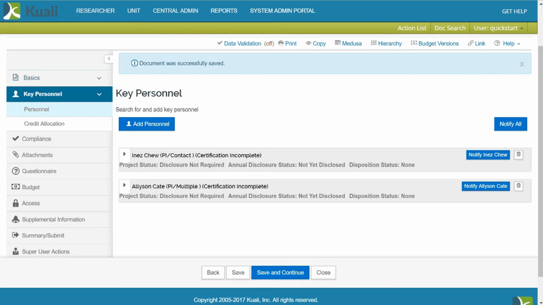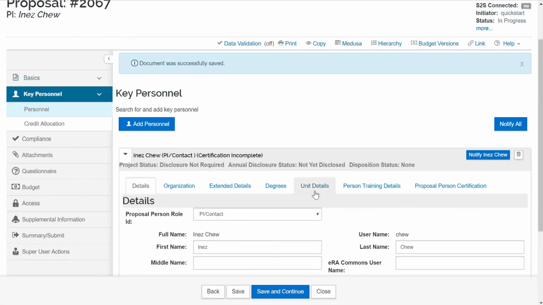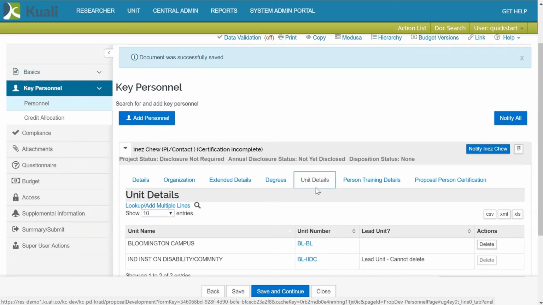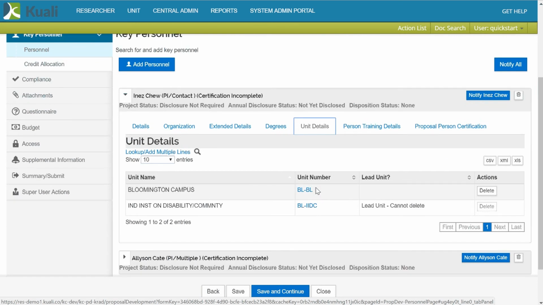So here we're on the key personnel page of proposal development, and you can see we have two personnel listed. I'm going to go ahead and dive in and take a look at these individuals' unit details. You can see that Inez Chu has both the Bloomington campus and the Indiana Institute on Disability and Community listed. Now, the reason that Inez has two separate units listed is that Inez's lead appointment is the Bloomington campus. But IIDC was listed as the lead unit on the overall proposal, so that is pulled in to the PI record because that's where the lead unit is stored.